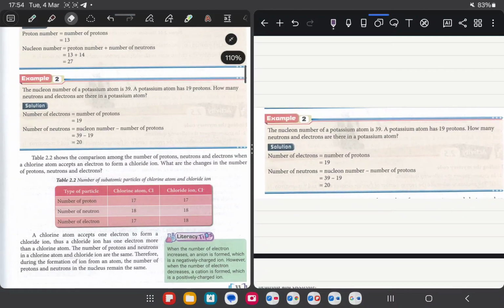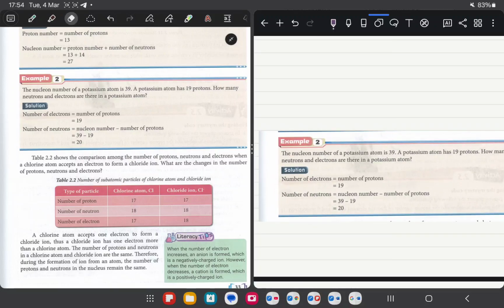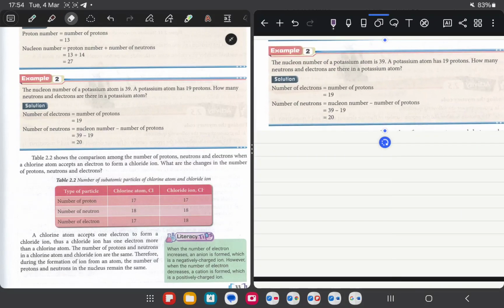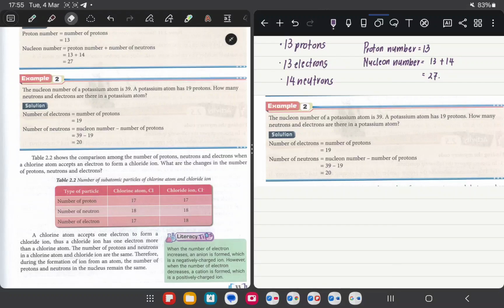Okay, next question. I bring it up a bit. I think it's super good now. Alhamdulillah.